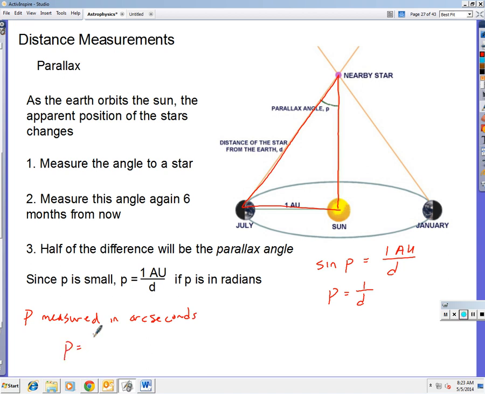And then if we use P equals 1 over D, D is measured in parsecs, or per arc seconds, hence the name. And that's why we have the unit of parsec and kind of where the name comes from. You need to remember P equals 1 over D. You also need to be able to reproduce this diagram and explain how parallax angle is measured.